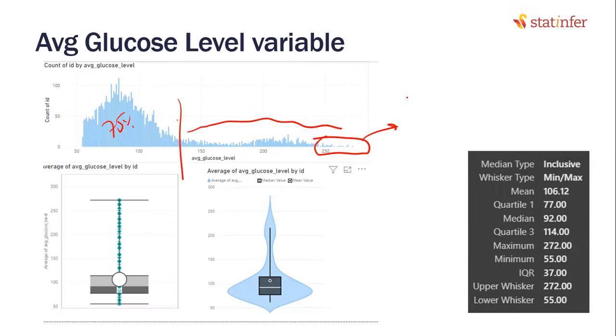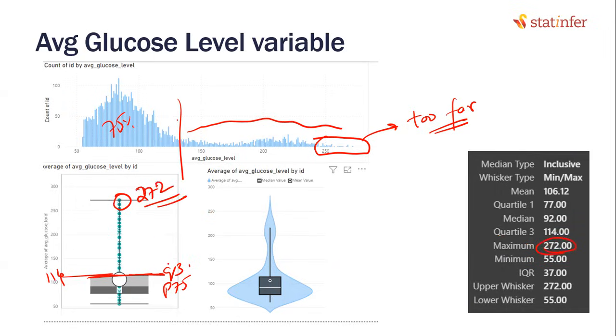Too far. These are outliers. There are some points in the data that are very far away from the rest of the data. They are known as outliers. 75% of the data is below this. What is this? This is Q3 or P75, the 75th percentile. This is 114. And there are some values that are going as high as 272.